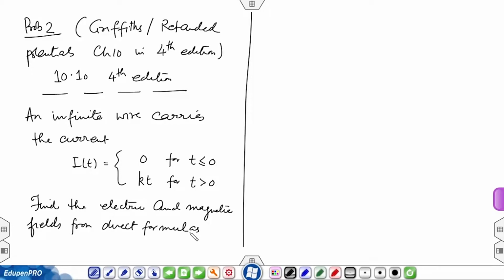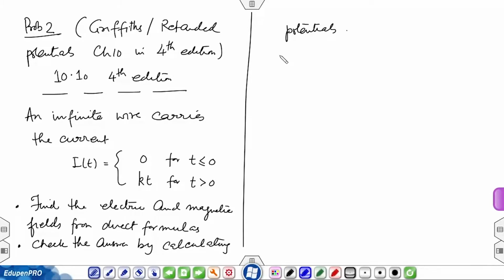I want you to calculate this from direct formulas, number 1, and number 2, check the answers by calculating potentials. So, this problem is also very similar to the problem we just solved, except that the nature of current has changed. The way current is going is 0 up to t equals 0 and then it increases linearly.